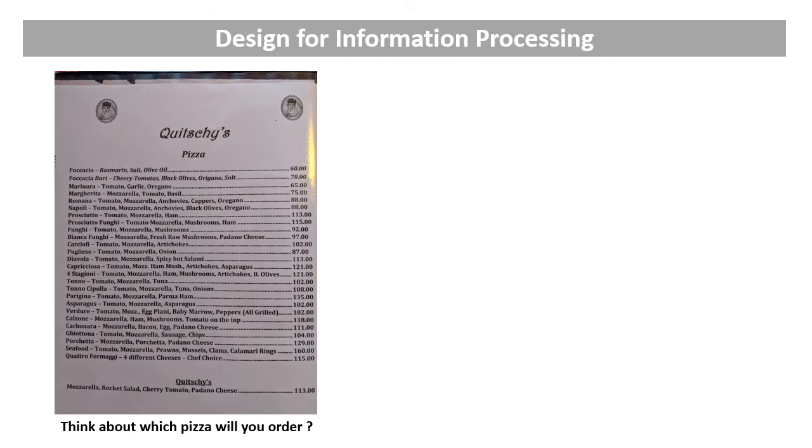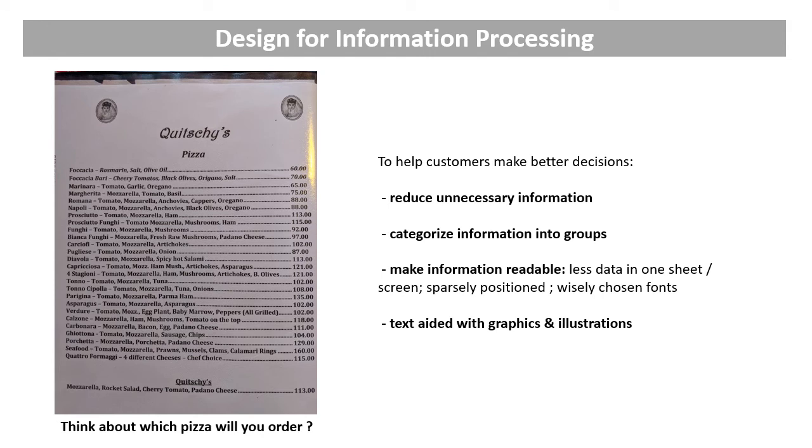So let's see the implementation. Suppose you go to a pizza shop, and you are going through the menu, and this is the menu you are presented with. Think about which pizza you will order. Suppose you are going here for the first time and you don't have any preferences, right? Obviously the information here is very cluttered, right? So to help customers make better decisions, let's look at each of these things.